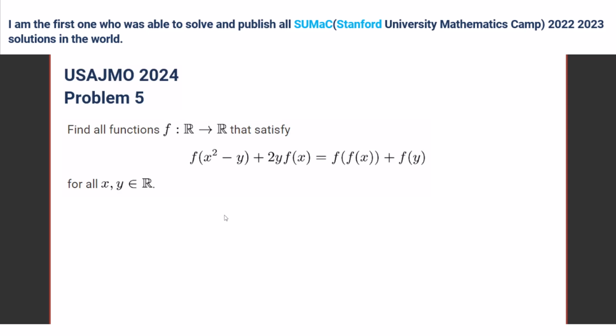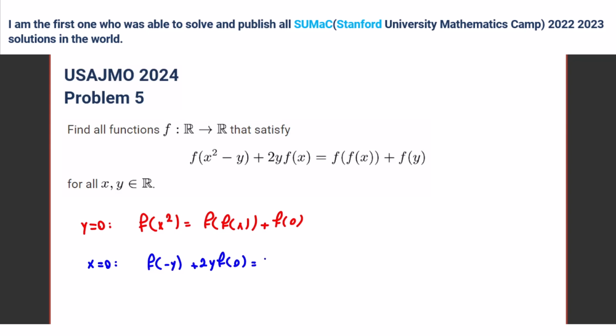So when y is 0, I got f of x squared is f of x plus f of 0. And then I did the same thing. And then when x is 0, I got f of negative y plus 2y f of 0 equals f of 0 plus f of y. Oh, and then when x equals y equals 0, I got f of 0 is 0.